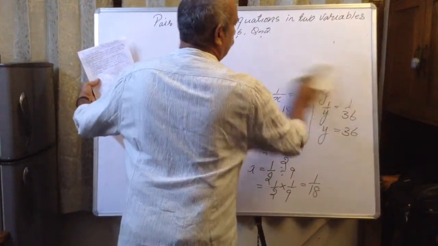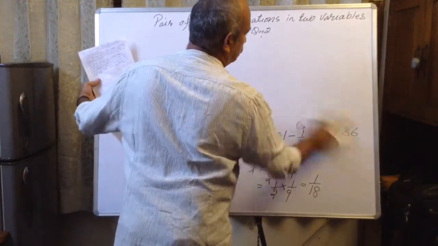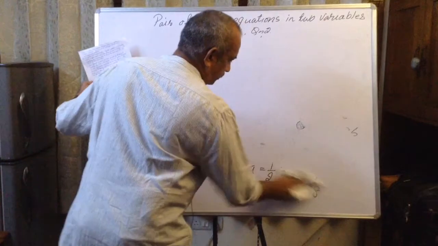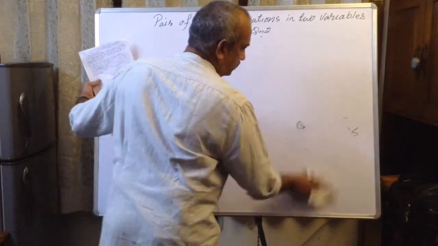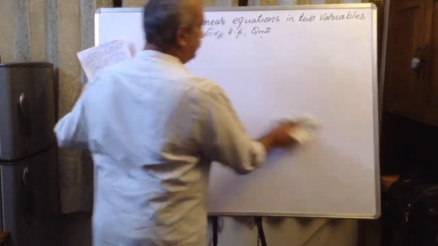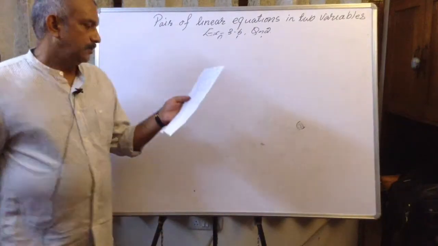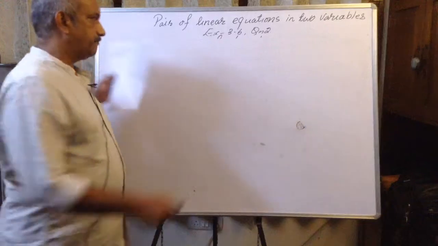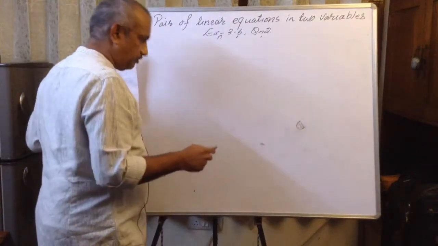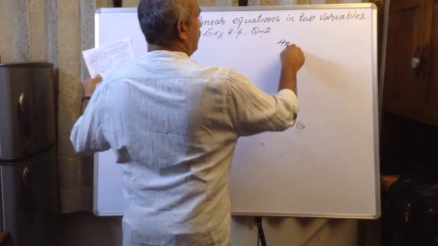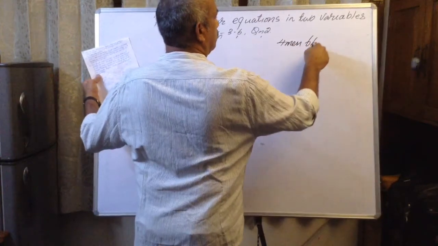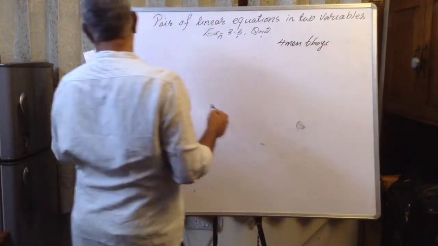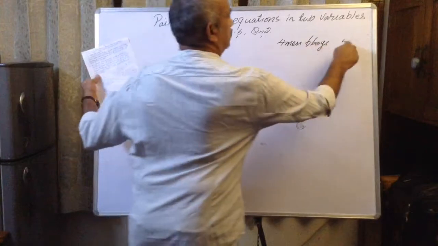You can try. What you have to do is listen to the question and then try yourself. Then if you are not getting the answer, see the video and try to understand. See, question says 4 men and 6 boys. I'll write here so that you can understand the question. 4 men and 6 boys can complete a work in 5 days.